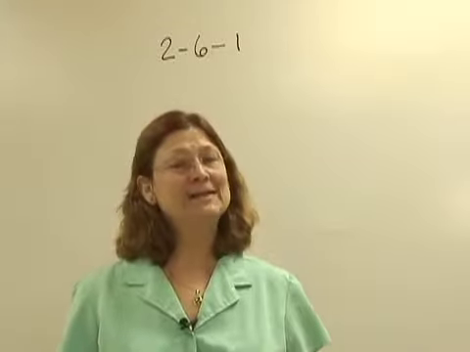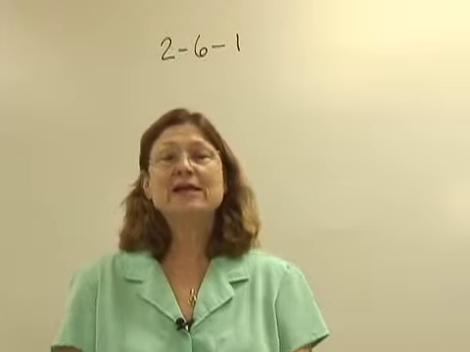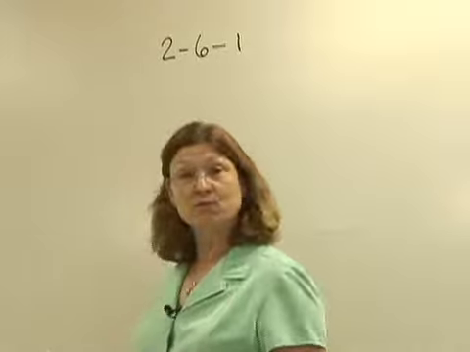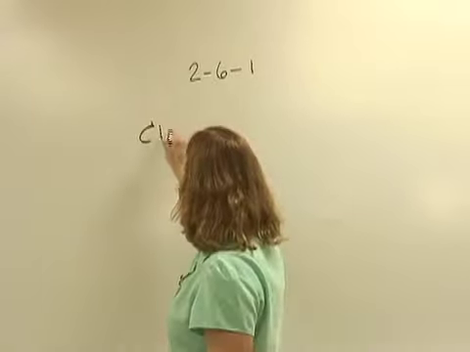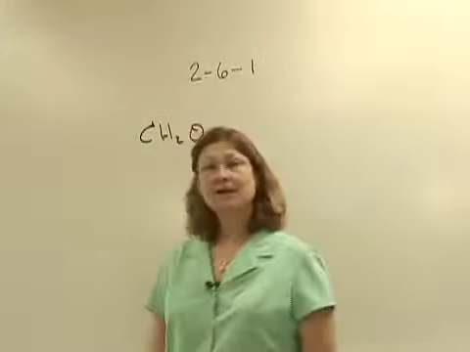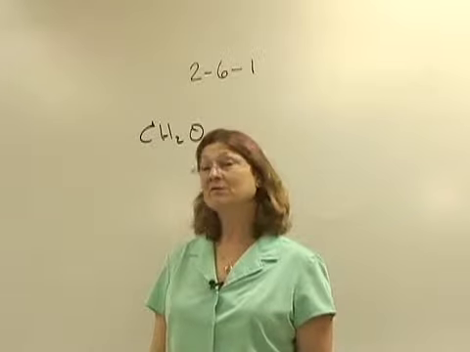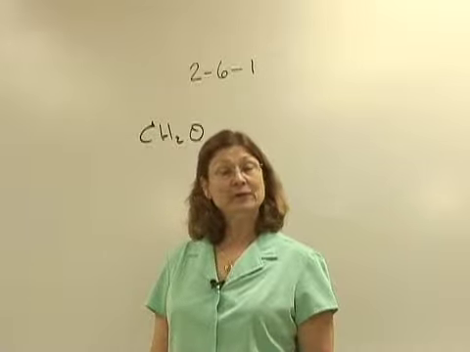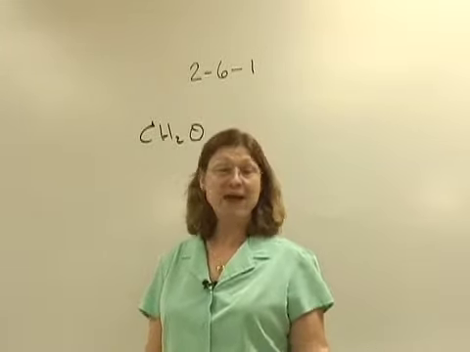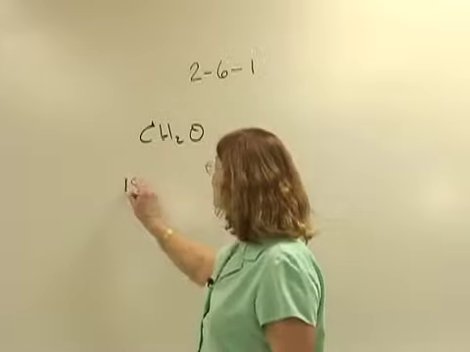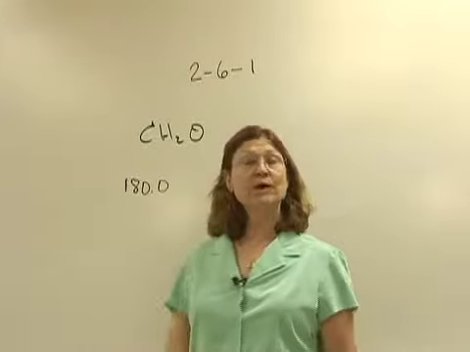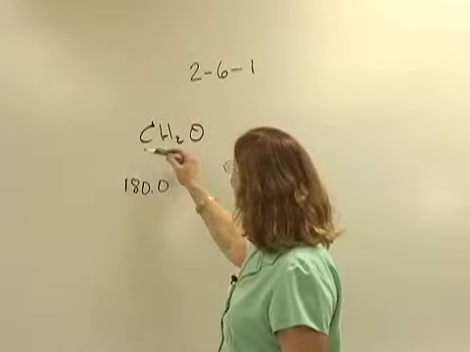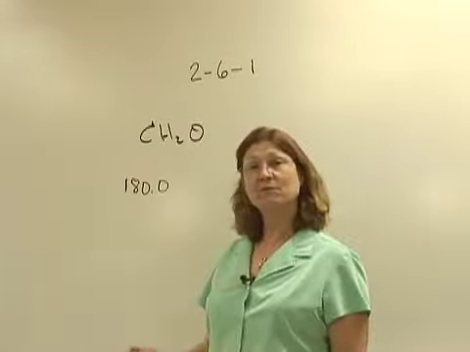Empirical means the simplest, the foundational formula. And I have a simple formula here of CH2O. Now, that is the empirical formula for a compound. And in order to determine the molecular formula, I have to be given the molecular mass. And the molecular mass for this particular compound is 180. In order to find the molecular formula, I must add up the AMUs for the empirical formula.